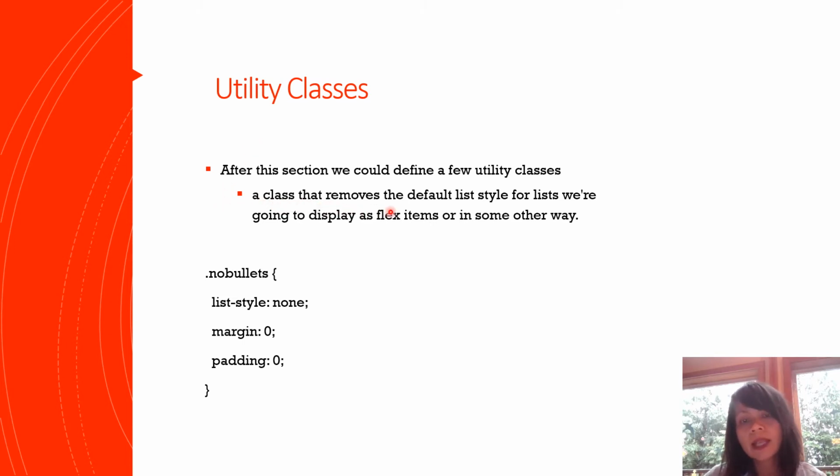So this is a class that removes the default list style that we're going to display. It could be for flex items, which we're going to talk about later, or in some other way. Maybe you want some lists to have no bullets. This is a class, list of no bullets, list-style none, and so on. So in the previous one, you determined the styles for the general styles, and this is the utility classes where you have special classes to override the general styles.